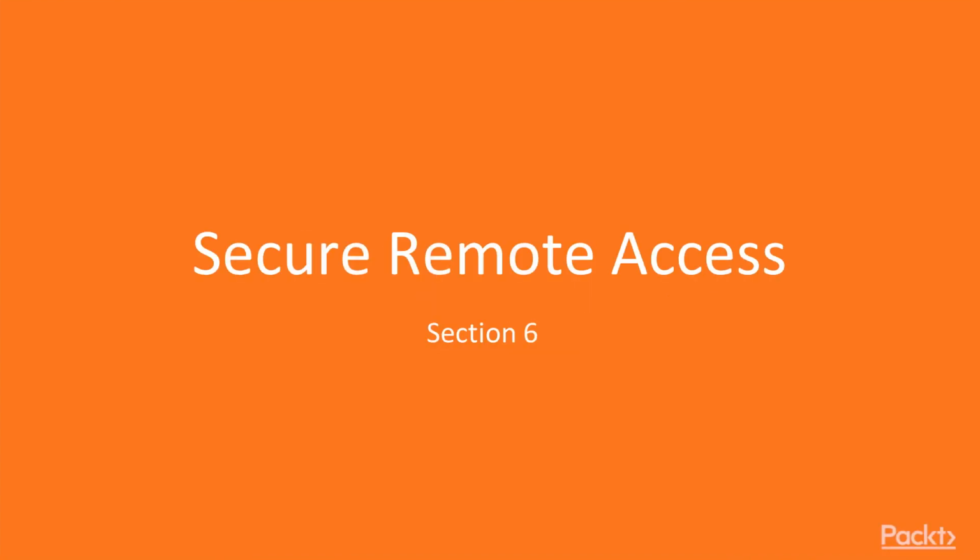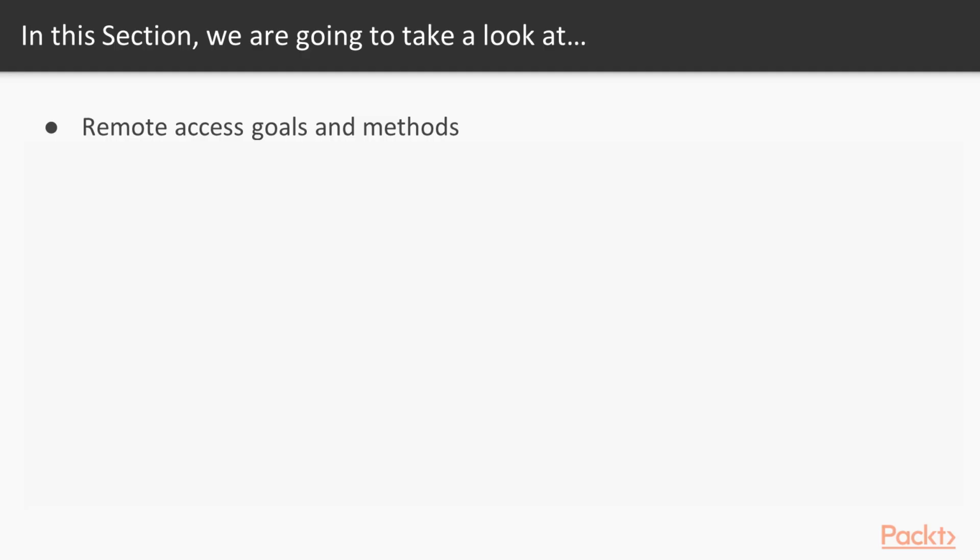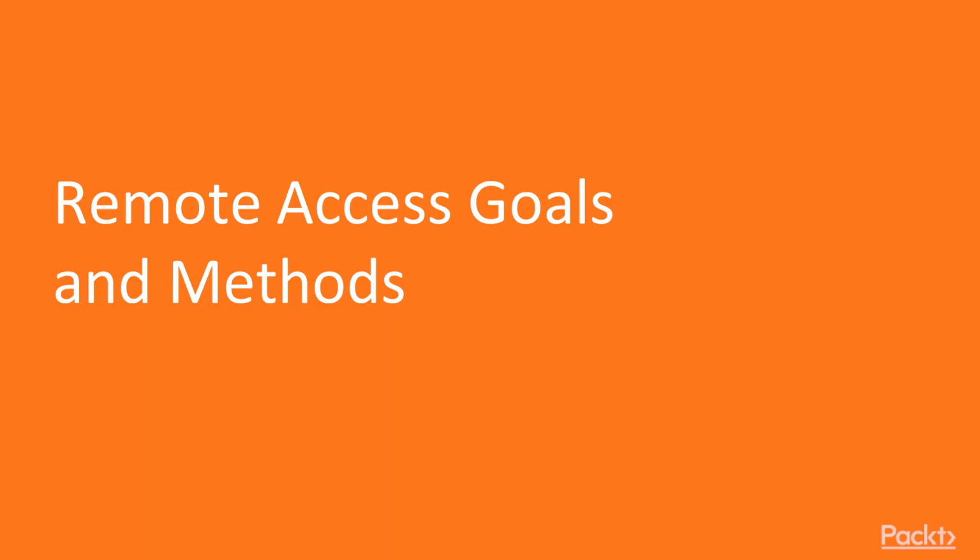In this section, we will learn about secure remote access. We will begin with a discussion on remote access goals and methods, and then we will look at three particular ways to access our pfSense installation or network. We'll begin with a look at OpenVPN, followed by using IPsec and Layer 2 tunneling protocol, and we'll conclude the section with a look at two different ways to use SSH to access your pfSense. So let us begin our discussion on remote access goals and methods.